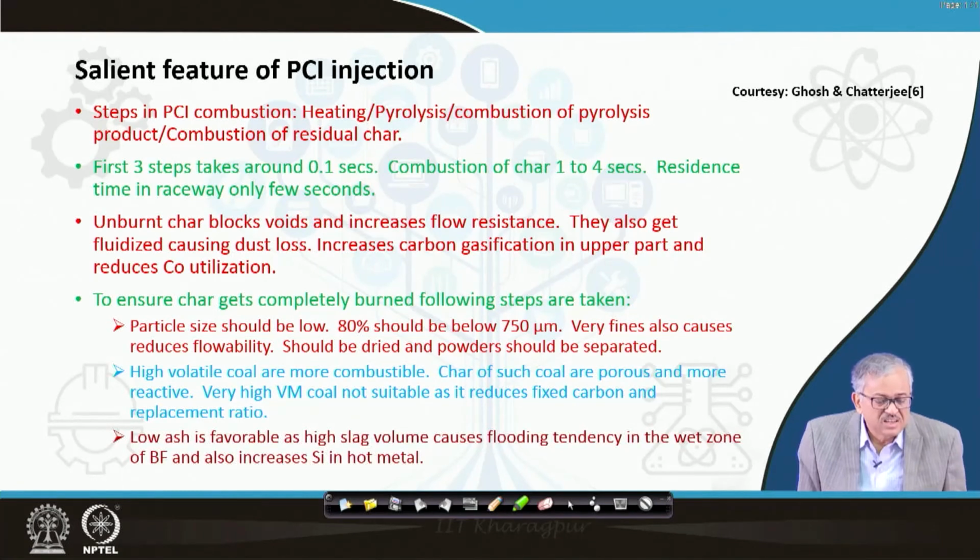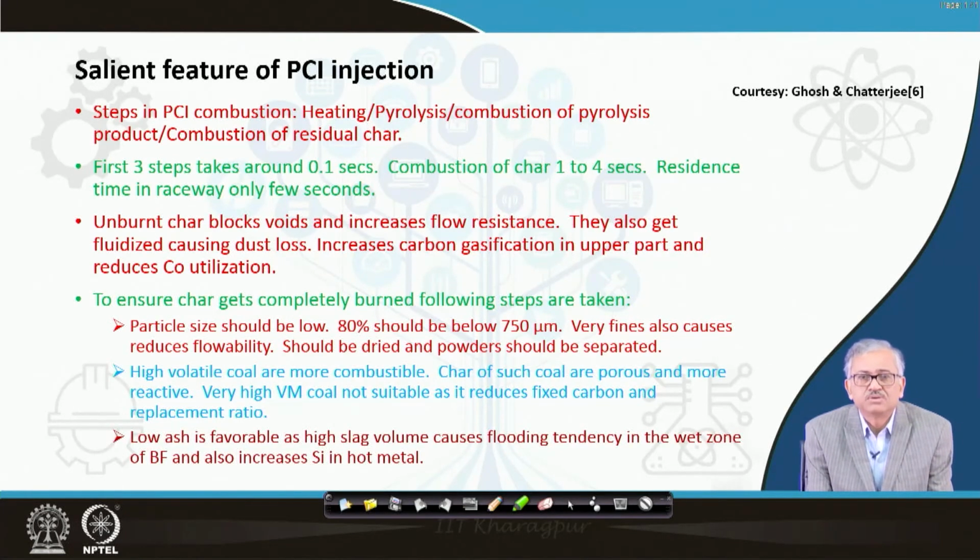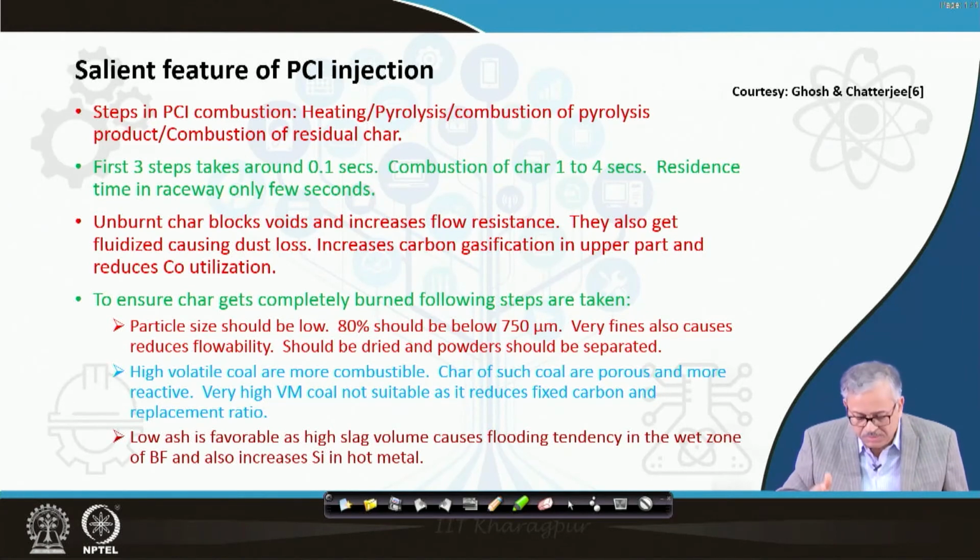And third is that low ash coal is always favored, because if you have more ash, one thing is that ash contains a lot of silica. As a result, silicon in the hot metal will increase, because it goes directly from the raceway. There the silica is converted to SiO gas, and SiO gas in the presence of carbon is converted to silicon and gets into the hot metal. That is one problem. Another problem is that if you have a large amount of slag, the volume of the slag will be high, and that can cause flooding in the wet zone.